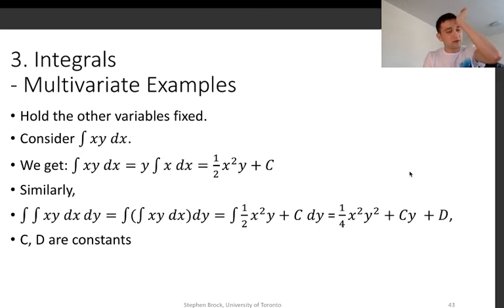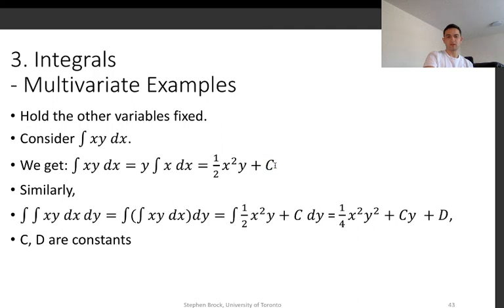Alright, so now, just like derivatives and limits, let's consider the multivariate examples. The multivariate examples we solve in a very similar manner. We just hold the other variables fixed, and we integrate with respect to whichever variable we're planning to integrate. So consider the integral of x, y with respect to x. Because y is independent of x, we can move y outside of the integration. And so we're just integrating over x, which is 1/2 x squared y, and then we need to add c.